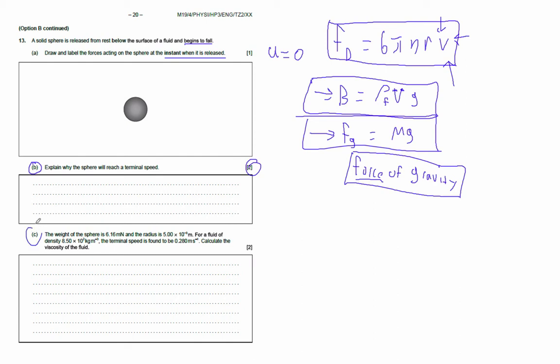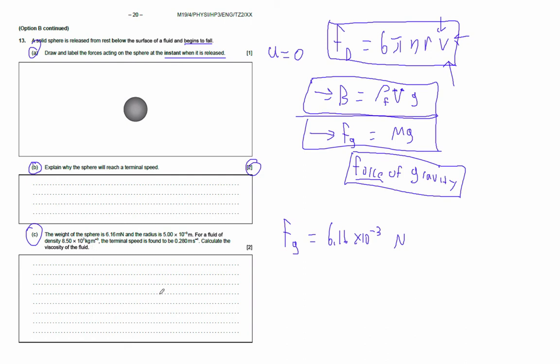All right, so let's look at C. Spoiler alert, I'm going to have to spoil the answer to A for you to talk about C. The weight of the sphere is 6.16 millinewtons, so the force of gravity is 6.16 times 10 to the minus third newtons. Milli just means 10 to the minus third, just like milliliters or millimeters. And the radius is 5 times 10 to the minus third meters. For a fluid of density 850 kilograms per cubic meter, the terminal speed is found to be 0.280 meters per second. Calculate the viscosity of the fluid.